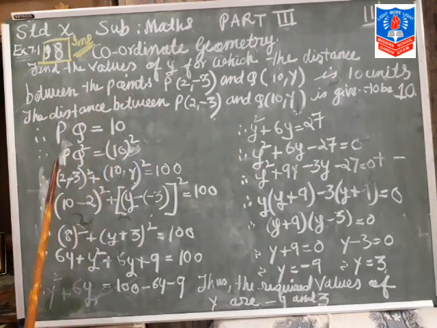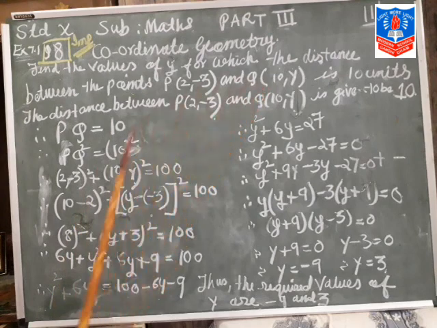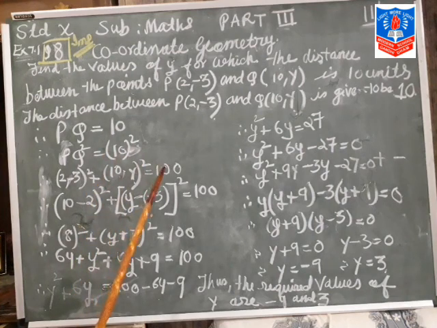Now (2 minus 10) whole squared plus (y minus (-3)) whole squared equals 100. Here 2 minus 10 is minus 8, and the minus sign affects the right-hand side, so y minus into minus becomes plus: 8 squared plus (y plus 3) squared. That is 64 plus y squared plus 6y, which is 2 into y into 3, plus 9, equals 100.